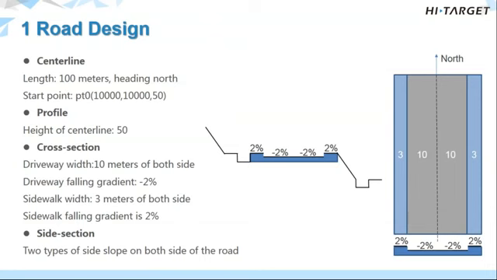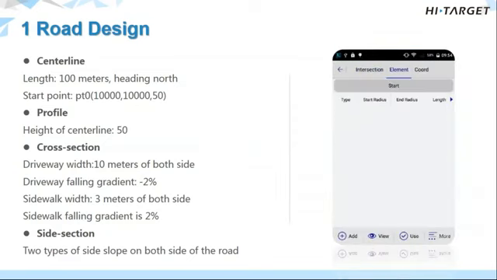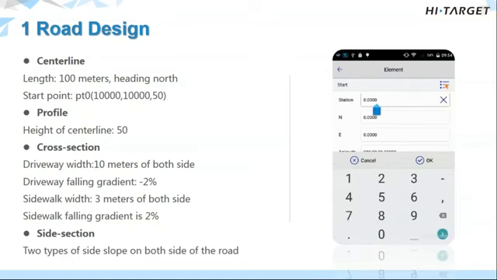Firstly, you need to do the road design, including the central line, profile, cross-section, and side slope. There is a simple example. This is a road 100 meters long, heading north. The starting point is the known point 0, and you also know the height, width, falling gradient, etc. Then, you can do the design in the software.